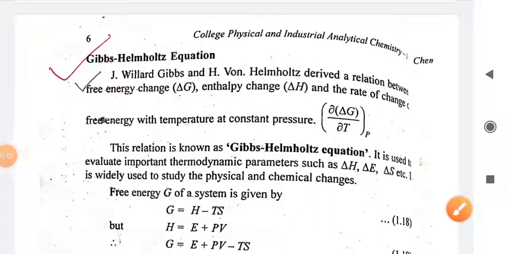So in the previous lecture we finished with the relationship between change in Gibbs free energy with respect to pressure and with respect to volume. Okay. Now the next part is the Gibbs-Helmholtz equation.